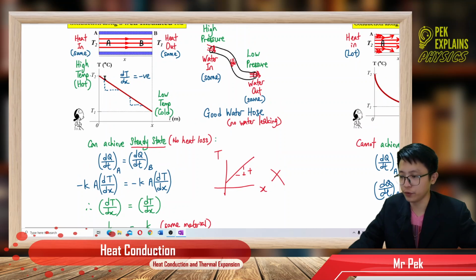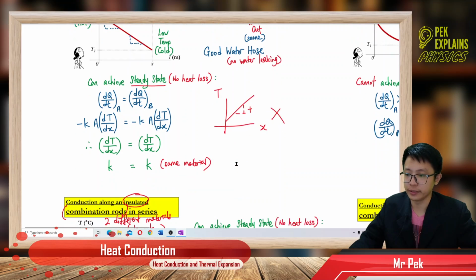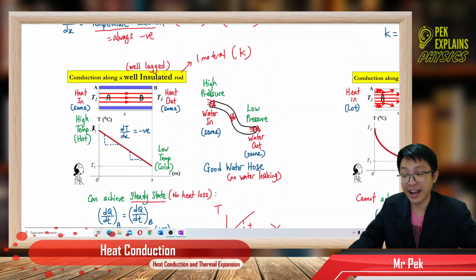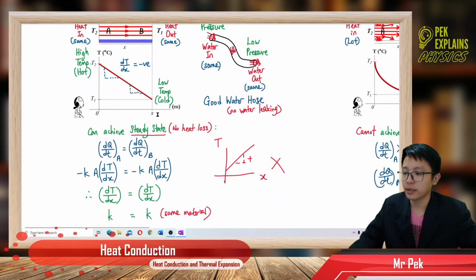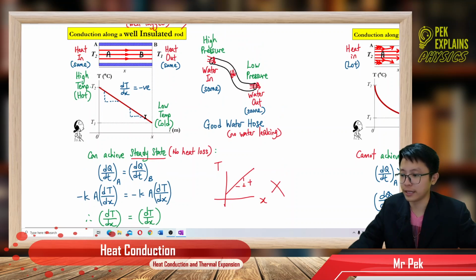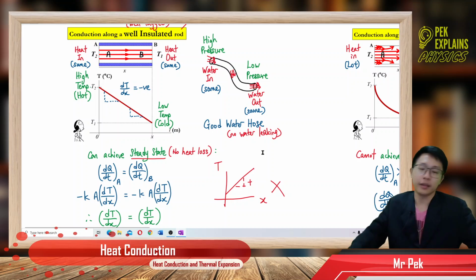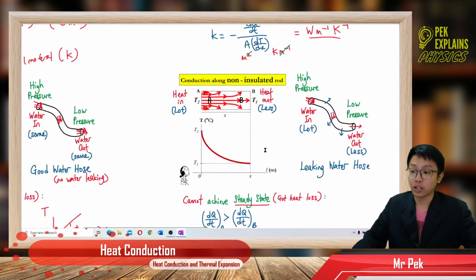And always be careful. For the temperature versus distance graph, the gradient is always negative. Don't draw a positive gradient. Always begin with high temperature and end with low temperature. Heat always flows from hot to cold. So you always begin with the highest temperature, ending with the lowest temperature. Okay, that's all about heat conduction.